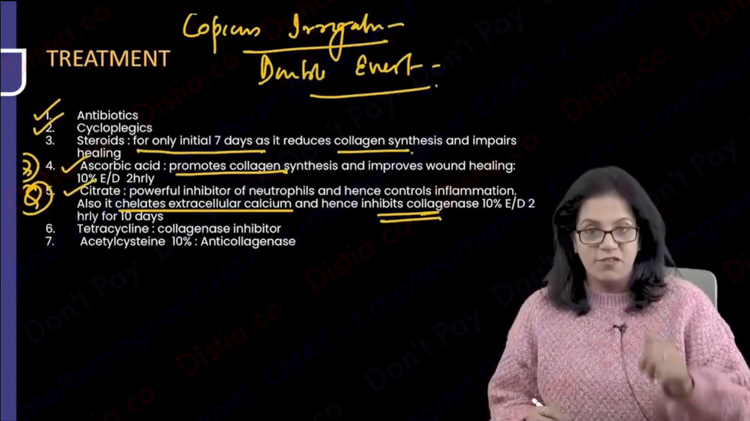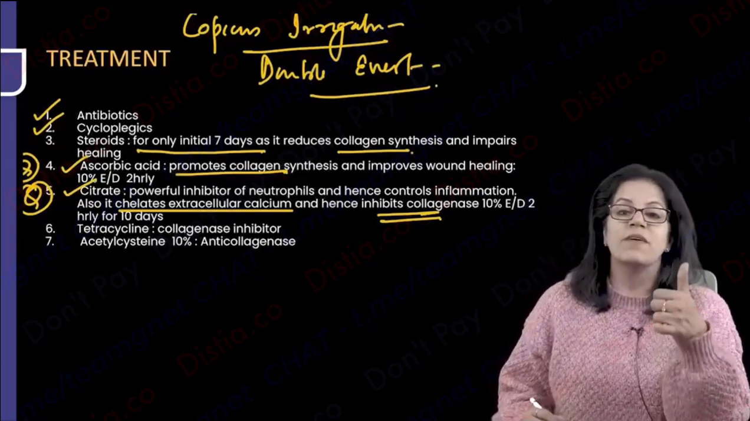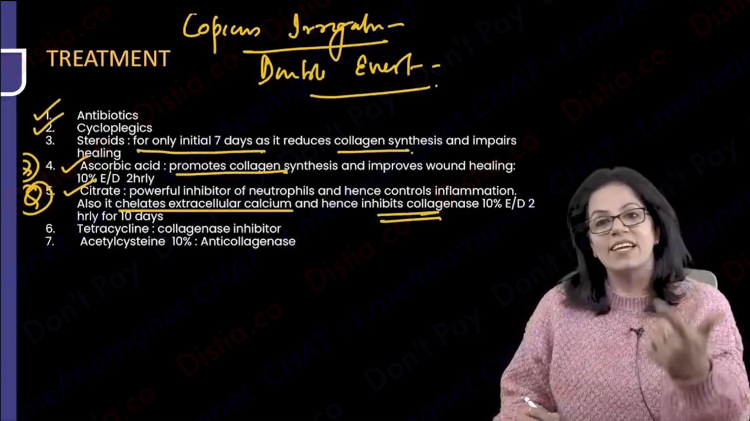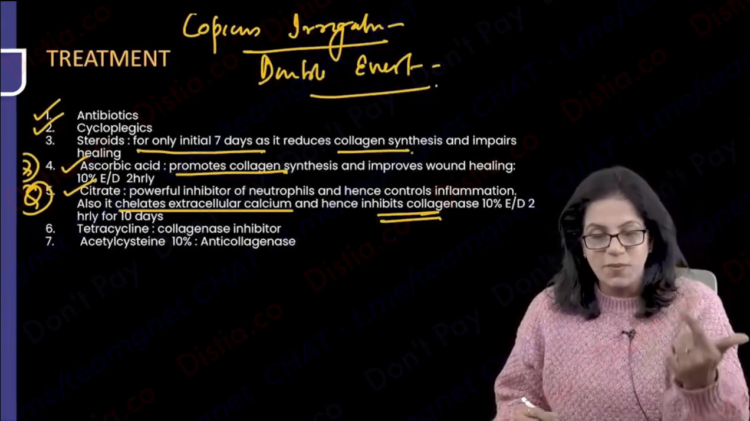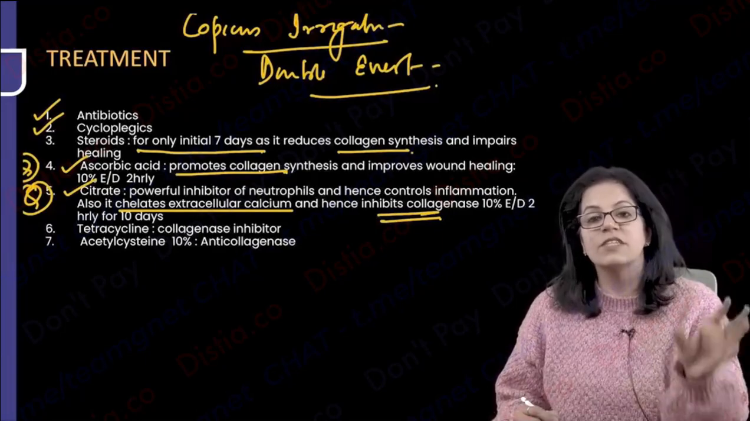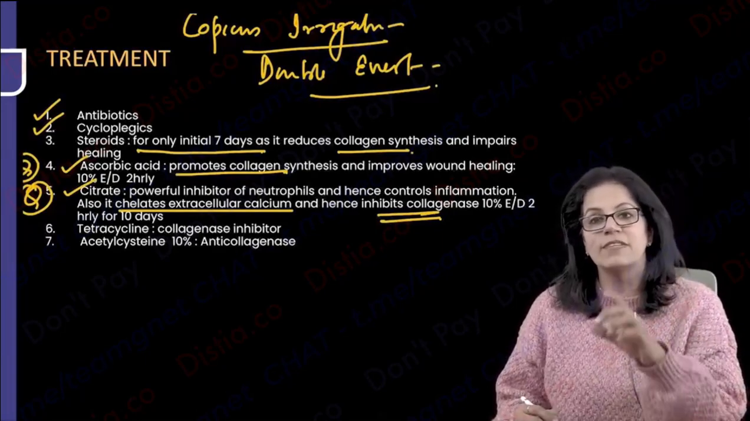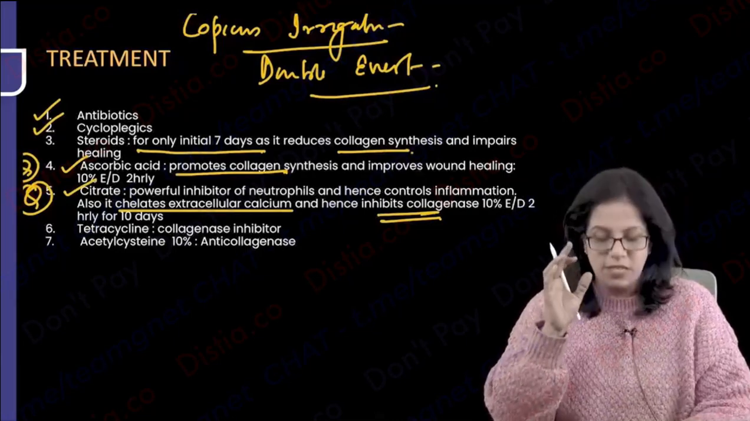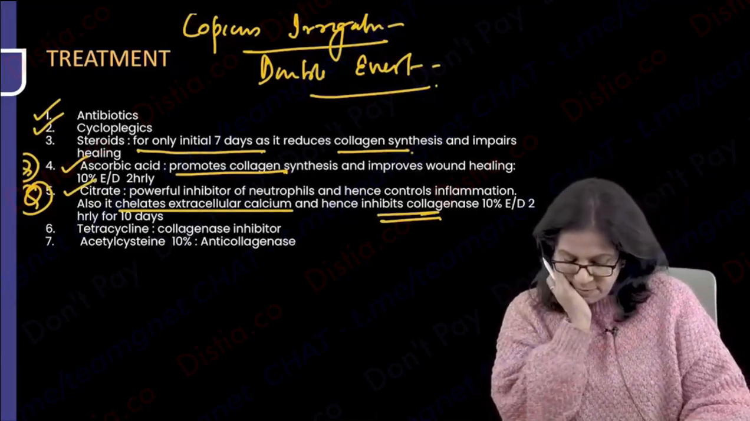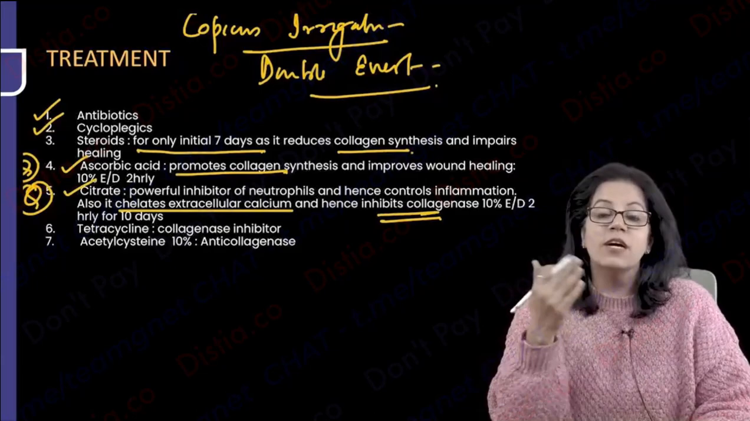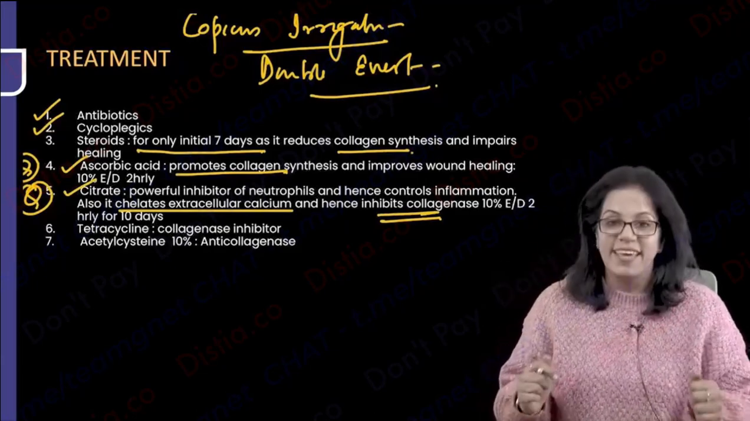What are the roles? First, it controls inflammation because it is a powerful inhibitor of neutrophils. And second, what did I say? Tell me. It is binding with calcium, because it is chelating with calcium. The low calcium level is leading to what? It is leading to inhibiting the collagenase activity. Okay.